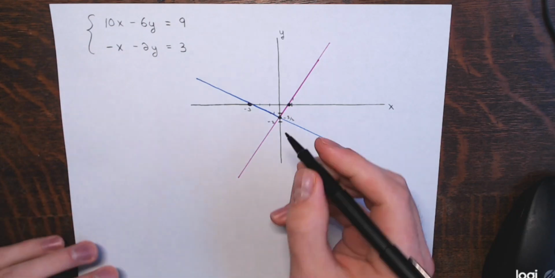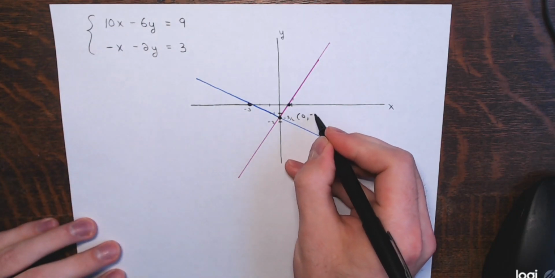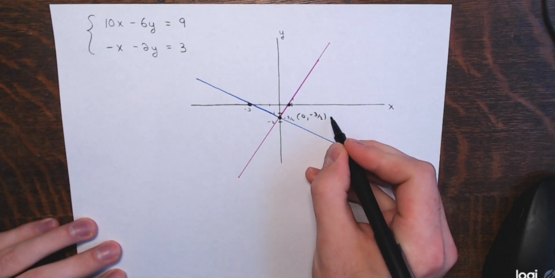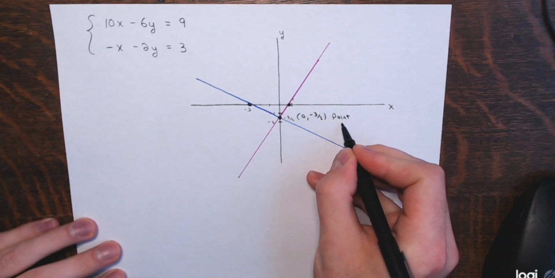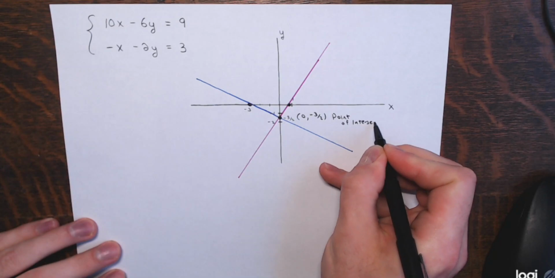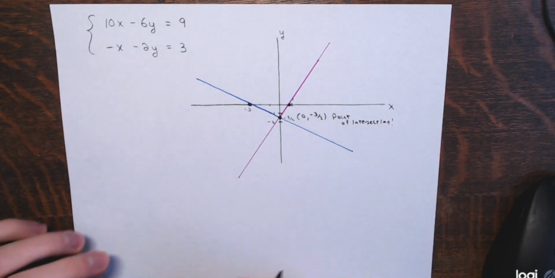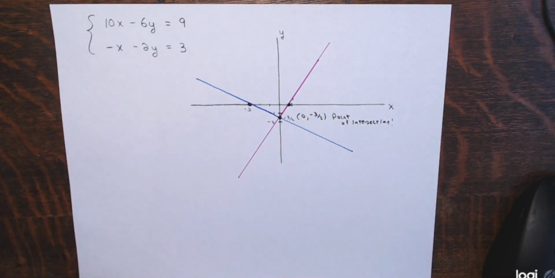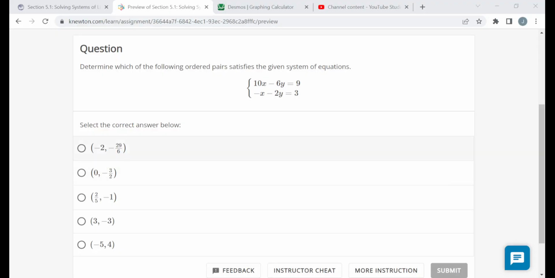The solution is this point right here, 0, negative 3 halves. That's the point of intersection. It's the solution. So all the other ordered pairs they gave you won't work. Right back here, if you plug in -2 for x and -29.6 for y, it'll make the first equation work, but not the second one. Like this ordered pair, the first one, it satisfies the first equation, but not the second one.